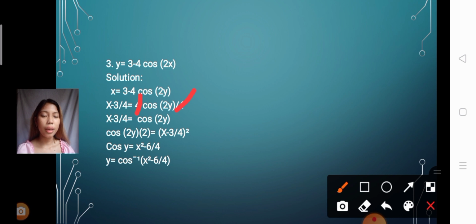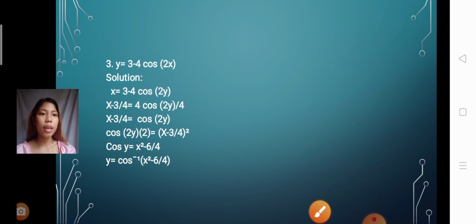Then we multiply both sides and cancel the 2. So what remains is cos y. So we have cos y equals (2x minus 6) over 4. So our inverse is y equals cos inverse of (2x minus 6) over 4.